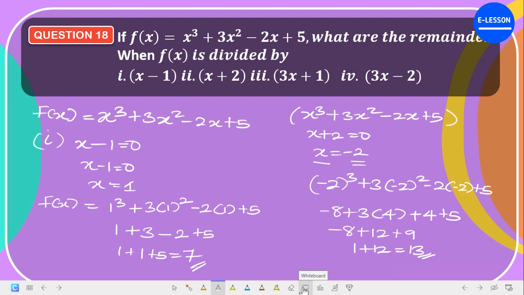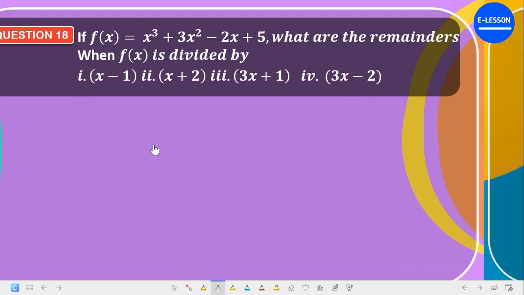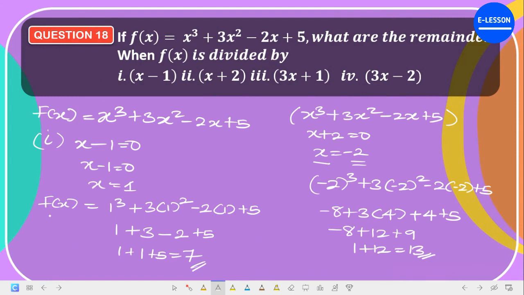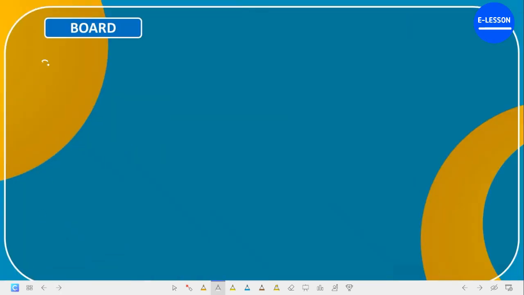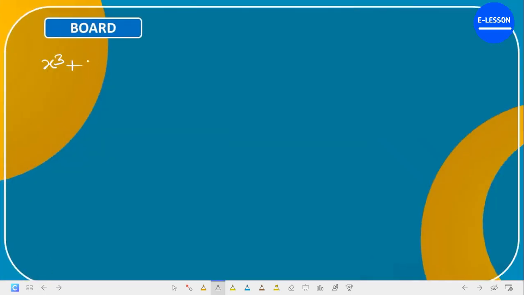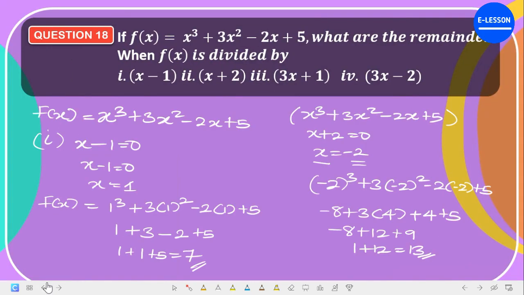The next one says 3x plus 1. What do we have as our values initially? The dividend, that is what is being divided. We have x cubed plus 3x squared minus 2x plus 5. I believe that is what we have: x cubed plus 3x squared minus 2x plus 5.